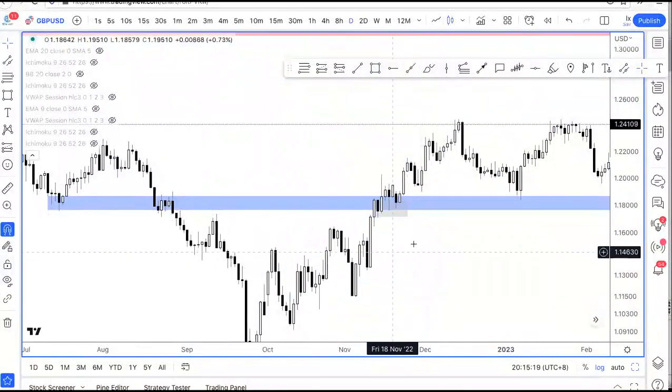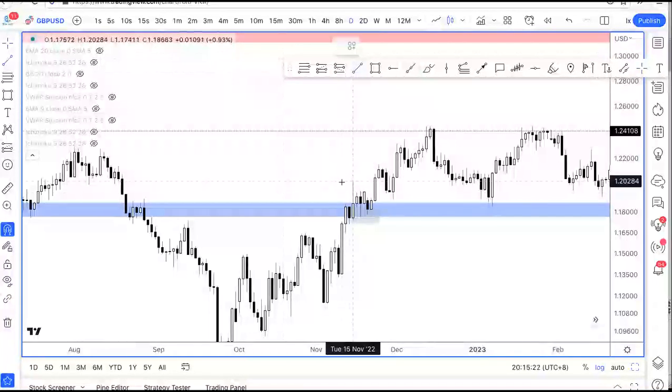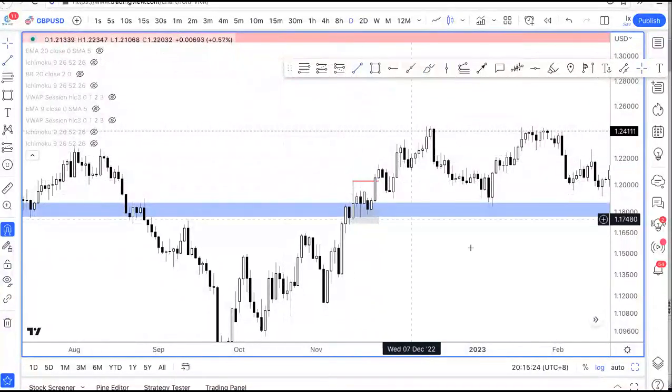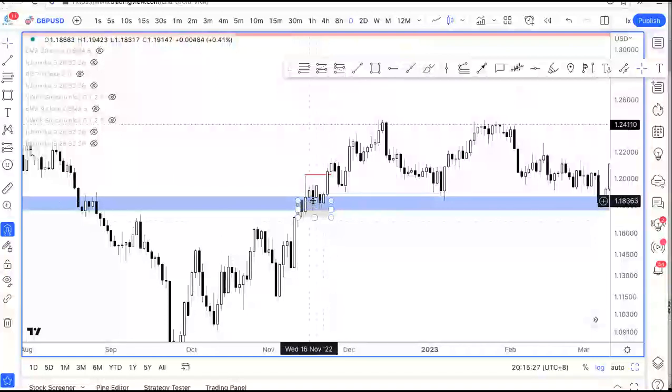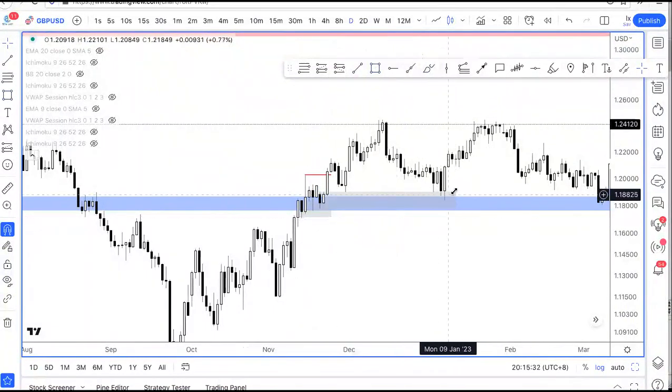Right, so demand zone, price broke above, right? So we always look at a break in structure, right? So when price broke above structure, you can see that the last candle that causes that break in structure would be this candle here, which then serves as a demand area, right?